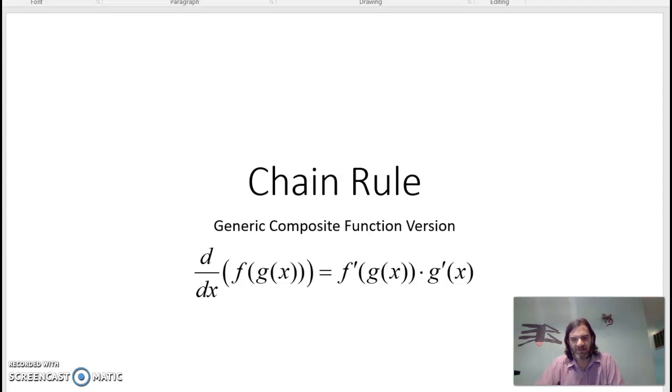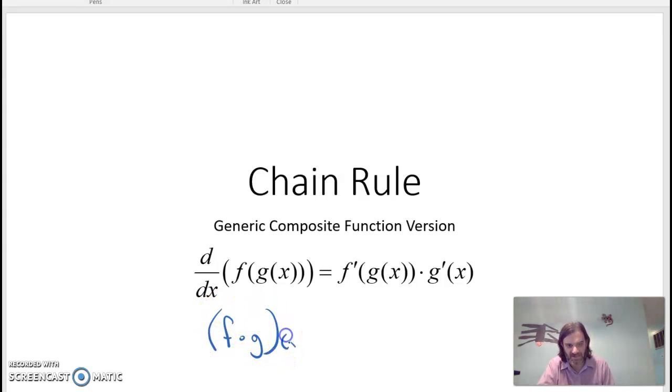Hey, we're going to talk about the chain rule, which is a way to take the derivative of composite functions. The rule is right here. Derivative of f of g of x, that's the notation for a composite function. You may also be familiar with the notation of f of g of x. That's the same thing as the composite function. Anyway, the derivative is the derivative of f with g in it, and then times the derivative of g. So you see f prime of g times g prime.